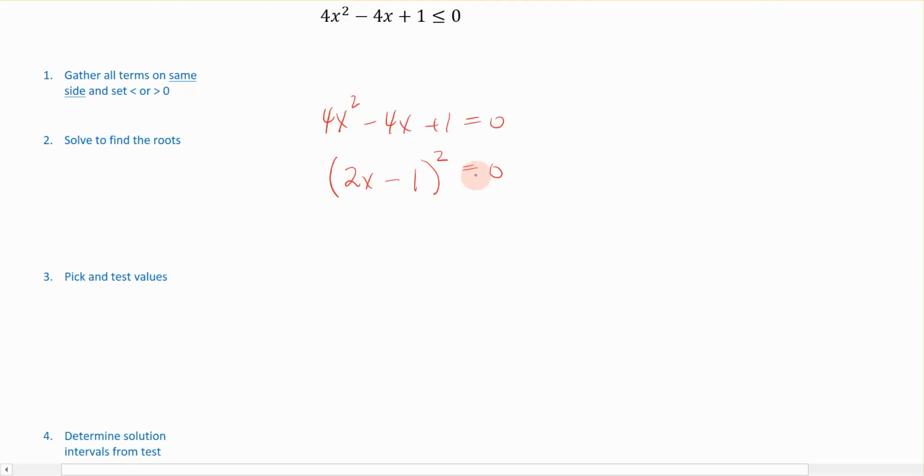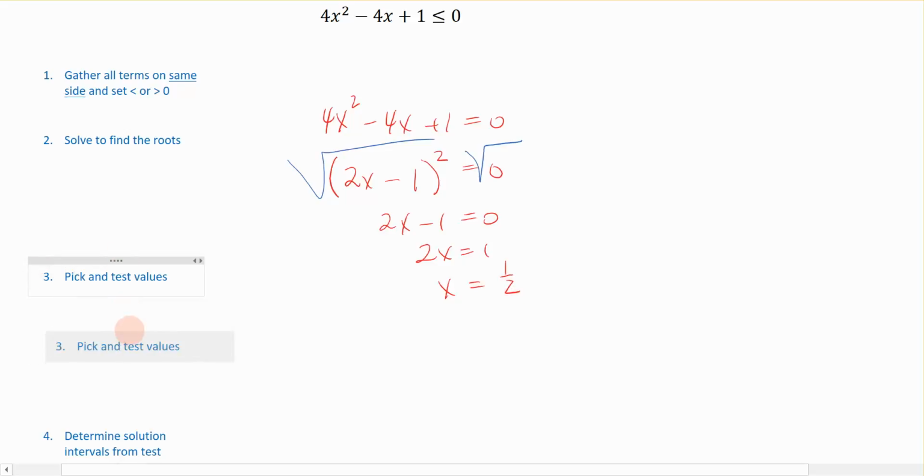Now that I have that taken care of, I can solve this by taking the square root of both sides, and that gives me 2x minus 1 equals 0, or 2x is equal to positive 1, and x would be equal to positive 1/2. Now I only have one place here where we are either crossing or touching the x-axis, and if you'll remember, because the multiplicity on my factor is even, we are actually touching at this point.